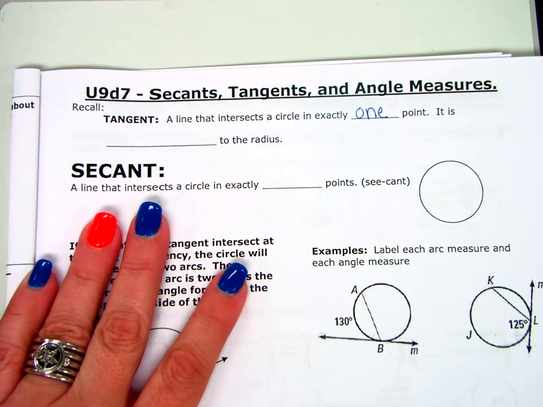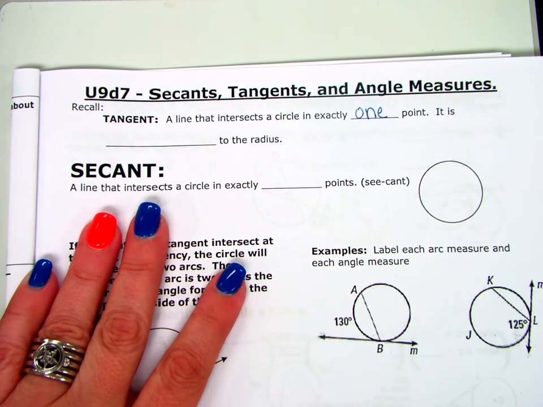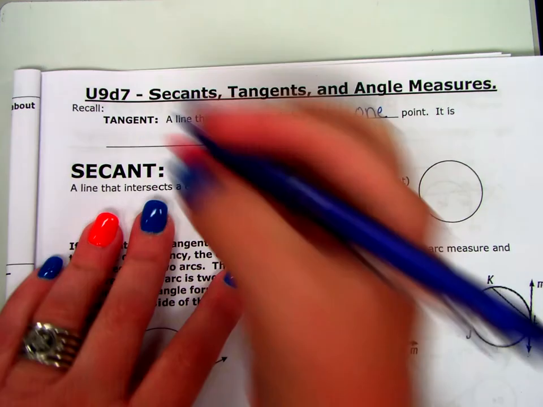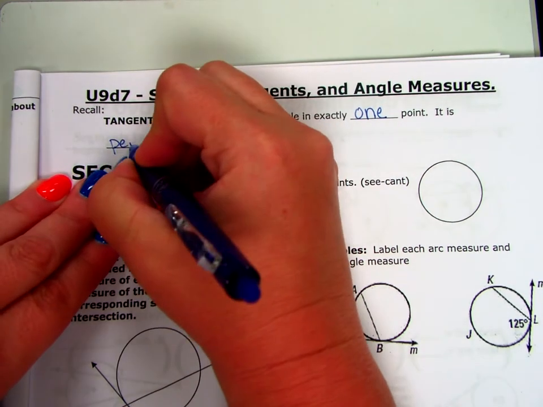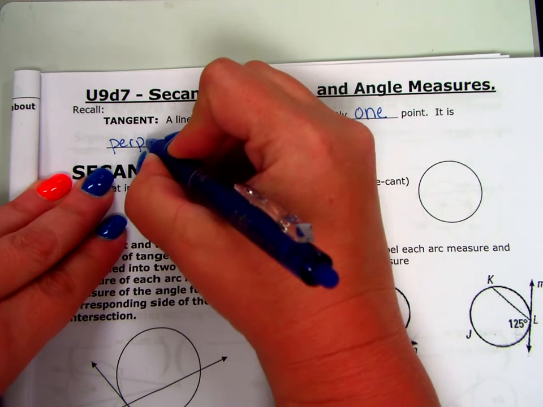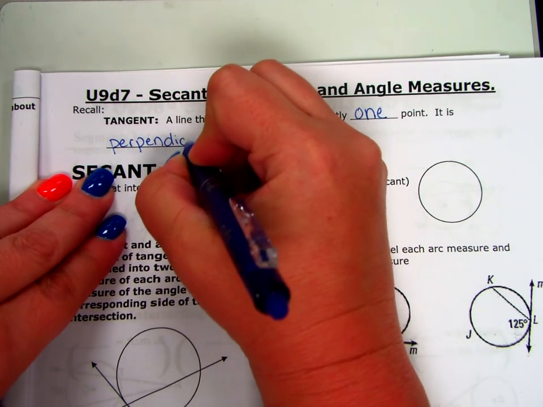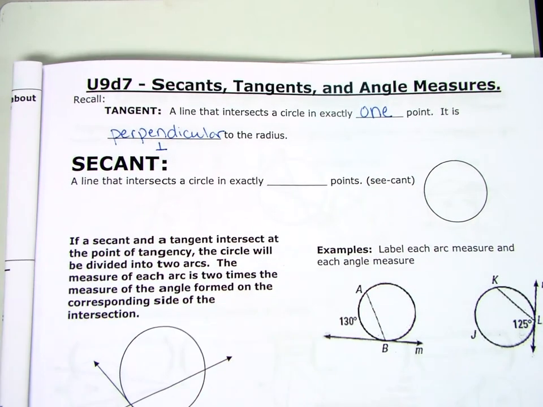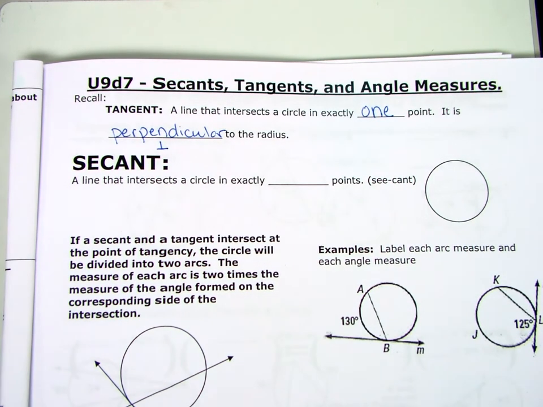And what's its relationship with the radius? It's perpendicular. You can put the symbol if you know the symbol. If you don't know the symbol, you should write out the word. It's the upside down T, perpendicular, 90 degrees, right?